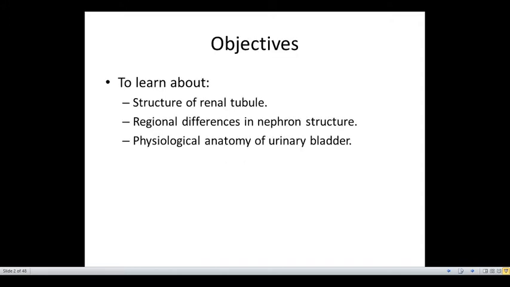In the last lecture, we studied renal blood supply and the structure of renal corpuscle. The objectives of today's lecture are to learn about structure of renal tubule, regional differences in nephron structure, and the physiological anatomy of urinary bladder. Please note down the slides as these topics are not given in detail in the textbook of guidance.